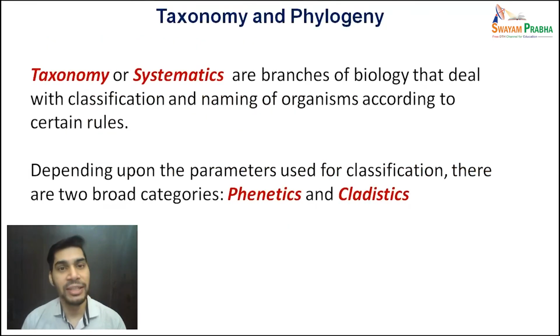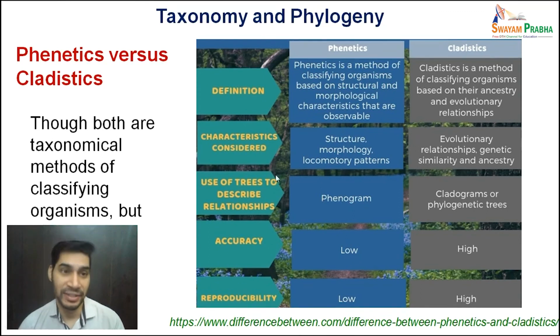Starting with the interrelationship between taxonomy and phylogeny. Taxonomy or systematics are the branches of biology that deal with classification and naming of organisms according to certain rules. Depending upon the parameters that are used for the classification, there are two broad categories. One is called phenetics and another one is called cladistics. Let us see what their differences are.